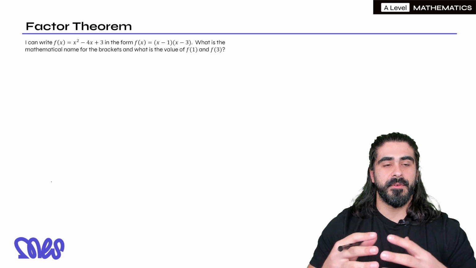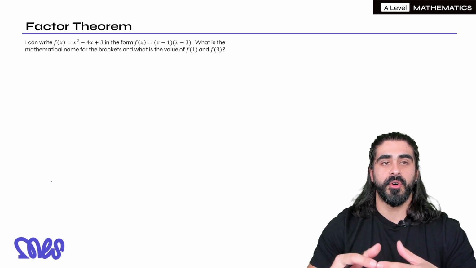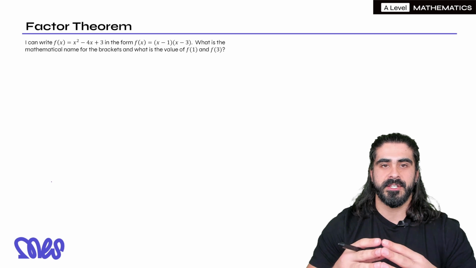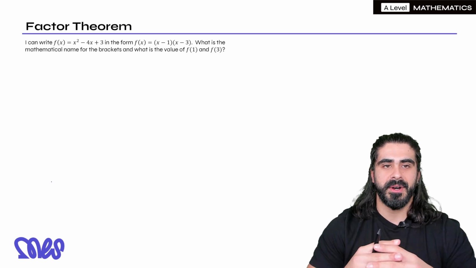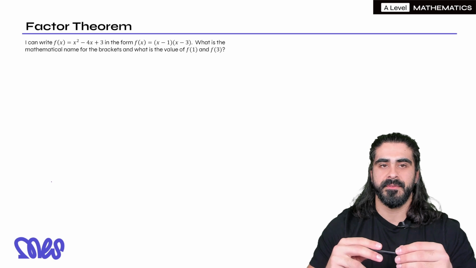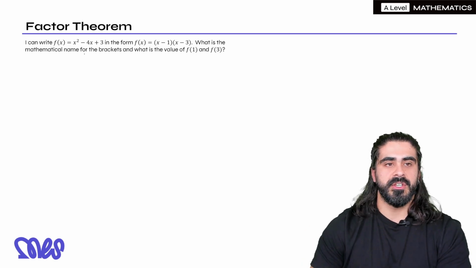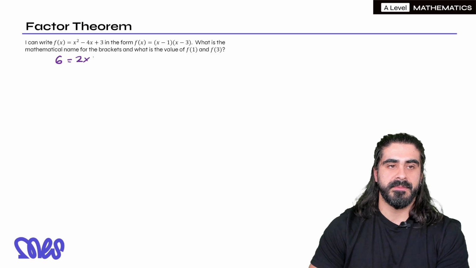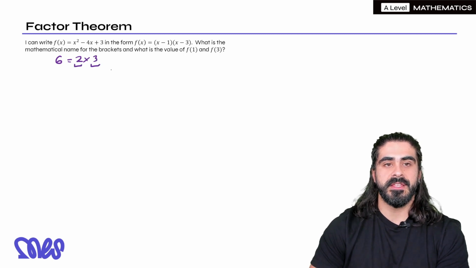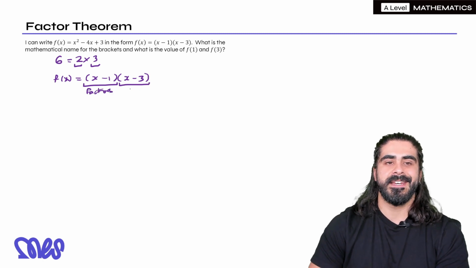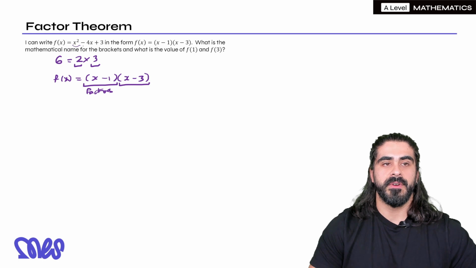So I can write f(x) = x² − 4x + 3 in the form f(x) = (x − 1)(x − 3). What is the mathematical name for the brackets, and what is the value of f(1) and f(3)? Just like you all know that 6 is 2 times 3, we call 2 and 3 the factors. If you can rewrite the quadratic as the product of two expressions, then these two are also factors. So x − 1 and x − 3 are the factors of this quadratic.